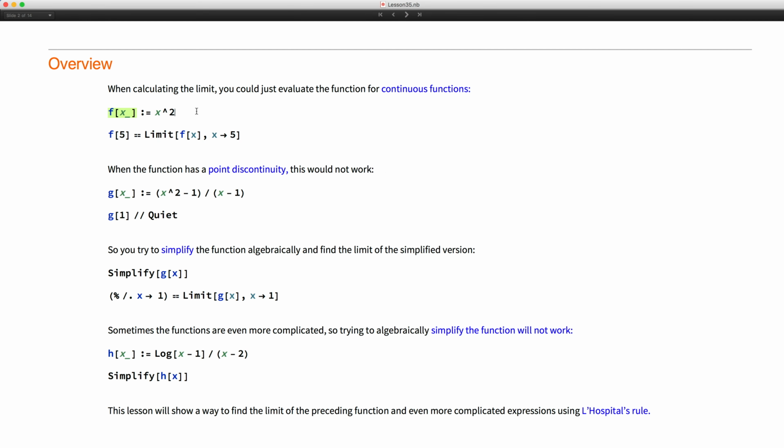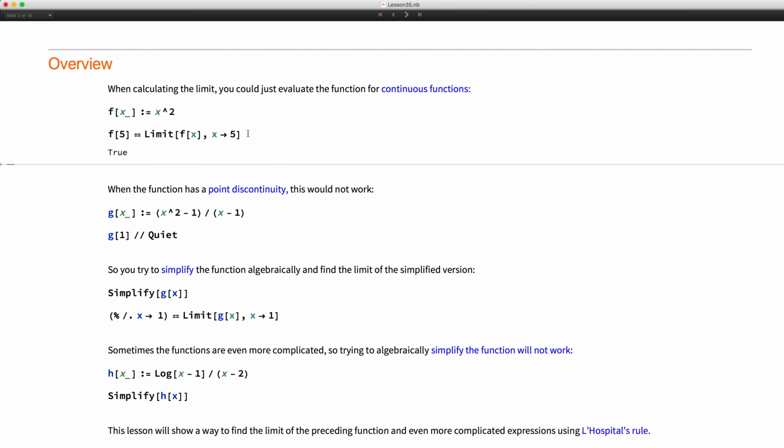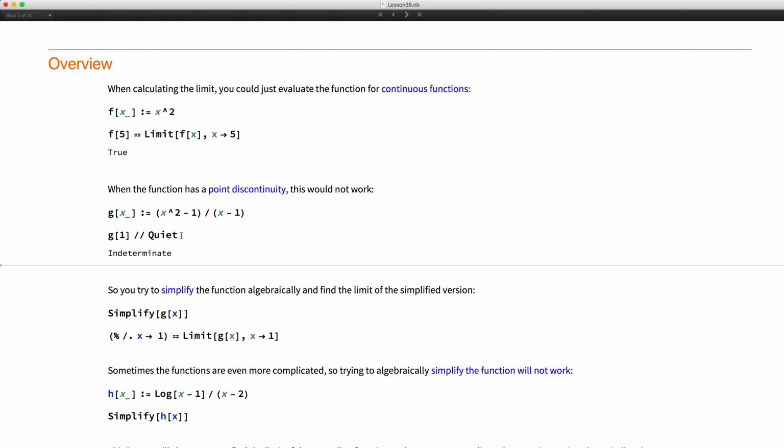So let's say you had a continuous function like x squared, and I asked you to find the limit as x approaches 5. What you could simply do is to plug in the value 5 in the function expression, and you'd get back the correct answer, which is of course 25 in this case. But if the function has a point discontinuity, then this would not work. So for example, over here for g, there is an issue at 1 because the denominator becomes 0. So if you try and find a value at 1, then you get back an indeterminate answer.